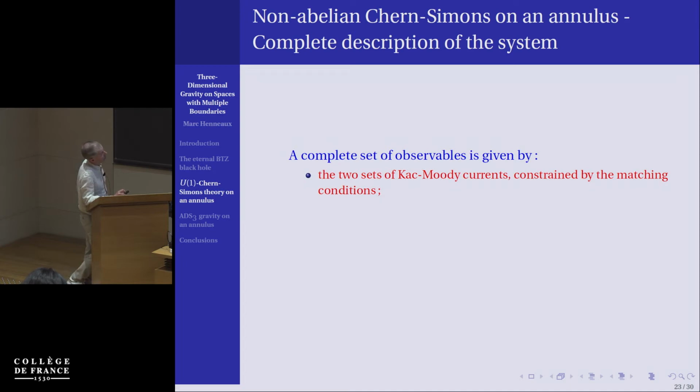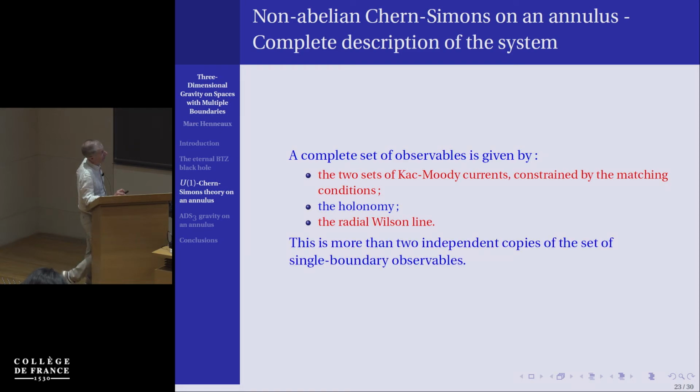So to summarize, a complete set of observables in the case where you have an annulus will be given by two sets of Kac-Moody currents, the holonomy and the radial Wilson line. And so this is more than two independent copies of the set of single boundary observables, which are just one set of Kac-Moody currents constrained by the holonomy condition that the holonomy should be trivial around the circle.